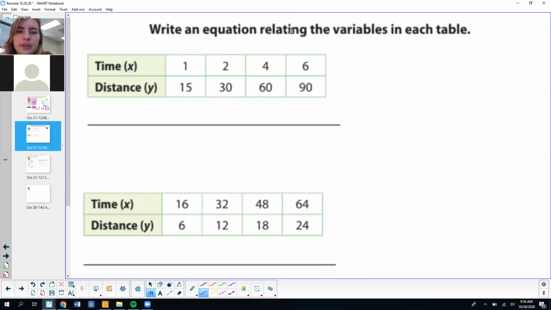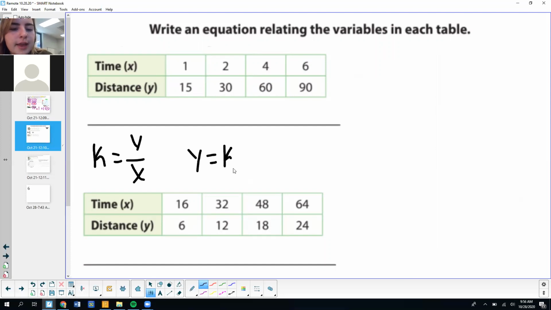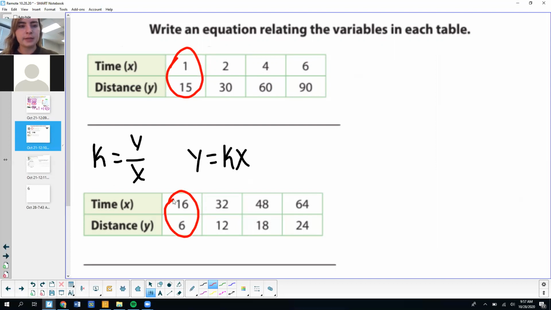So write an equation relating the variables in each table. I'm going to show you guys. Remember, we've got k equals y over x, and we can also write that as y equals kx. Those are the same formulas. The only thing is, to find k, we're going to take y divided by x.